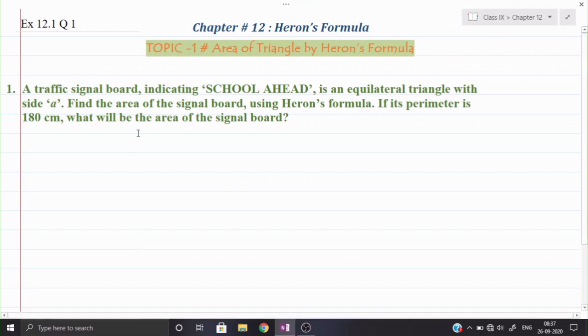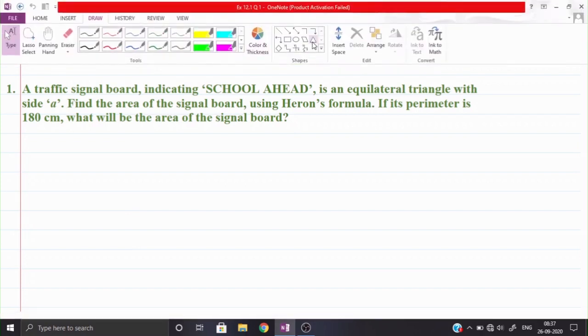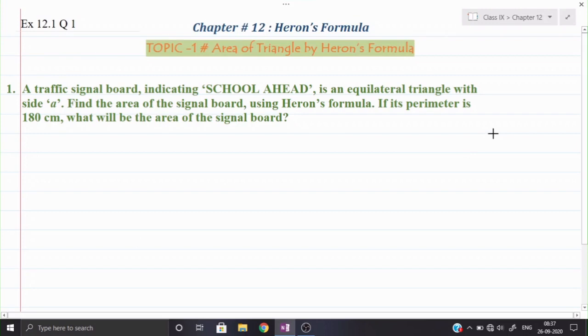So see what is given to us, that I will show you with the help of a figure. Suppose I say this is a signboard given to us, and this signboard is in the shape of an equilateral triangle. So this is my equilateral triangle. I say the name of this triangle is A, B and C, and all the sides of the triangle are given the same, and they are saying that all the sides are equal to A centimeter.